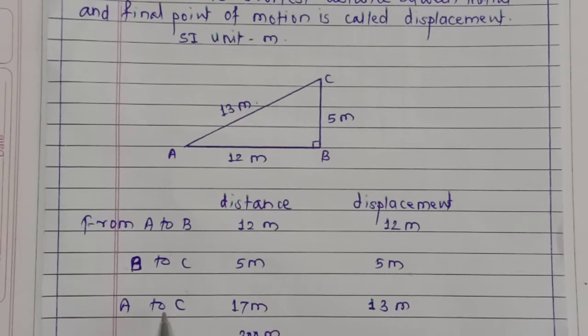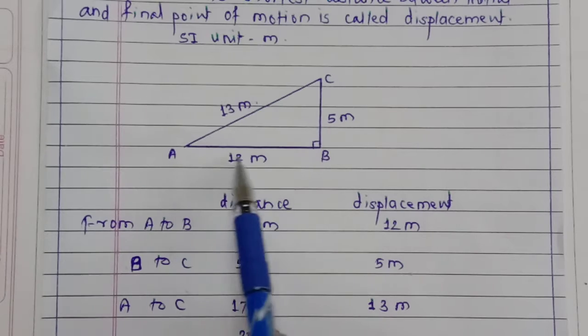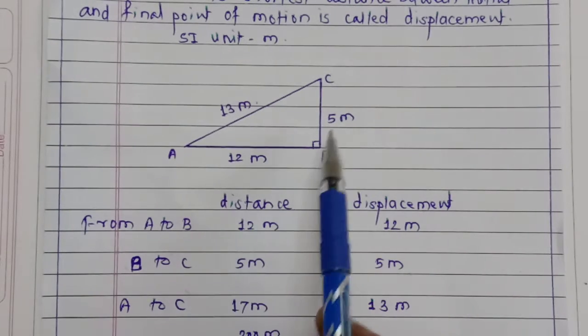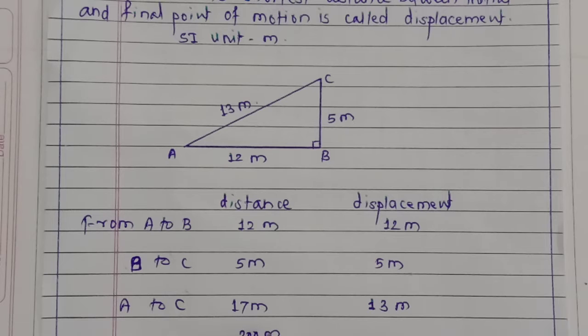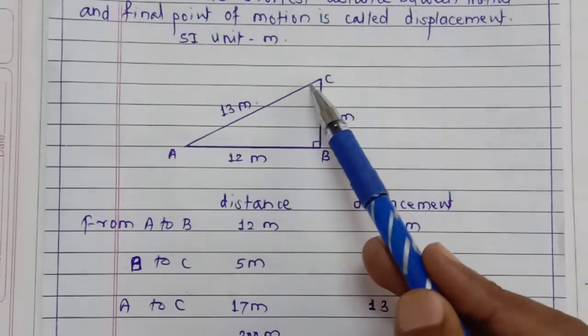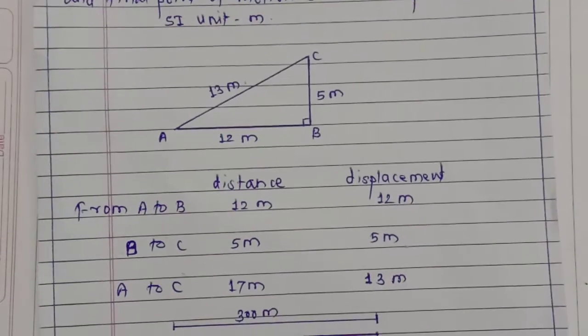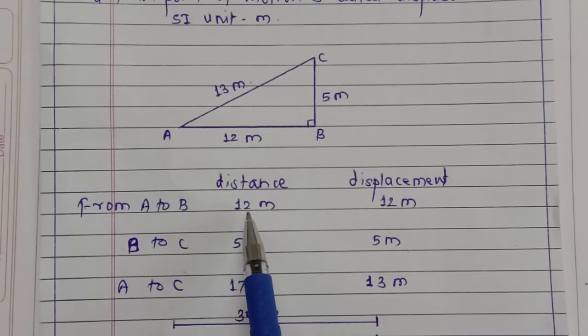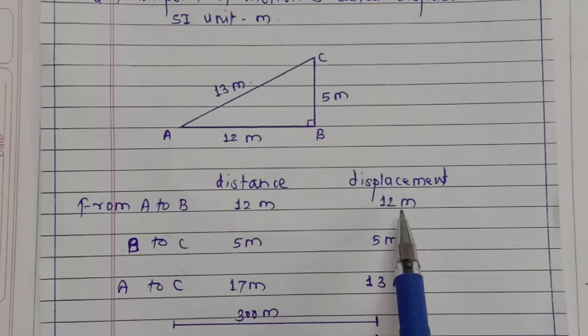And from A to C, the distance, the length of the actual path traveled from A to B and from B to C, is 12 plus 5, 17 meters. But the displacement, the shortest distance between the initial and final point A to C, is 13 meters. From this you come to know that distance is always equal to or greater than displacement. Or we can say displacement is equal to or less than distance.